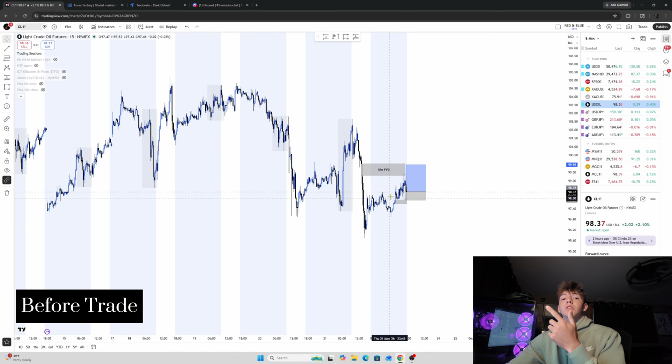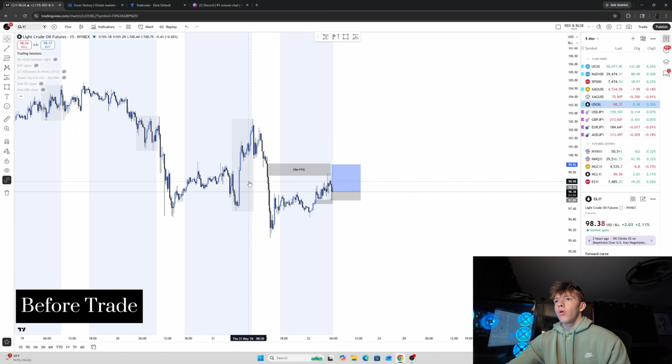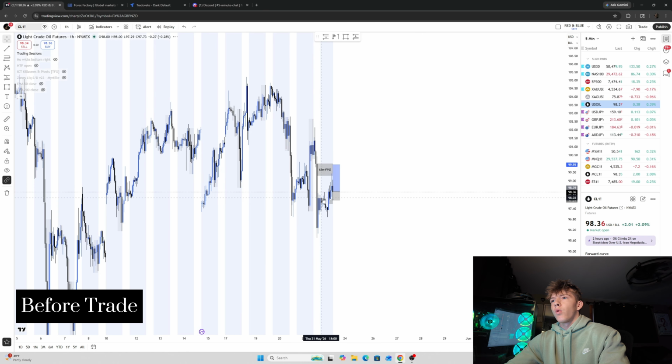We retraced, right? And where can we retrace to? Well, you can retrace to any level. The main thing is to fill in these imbalances on the way down, right? That's the main whole majority of it.